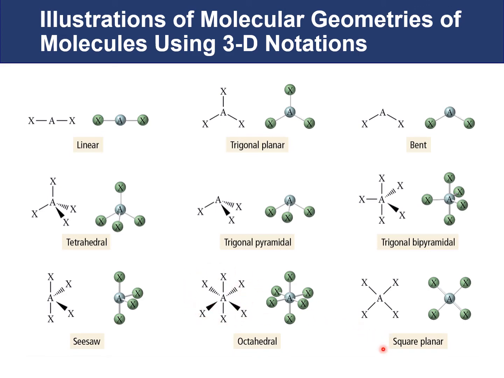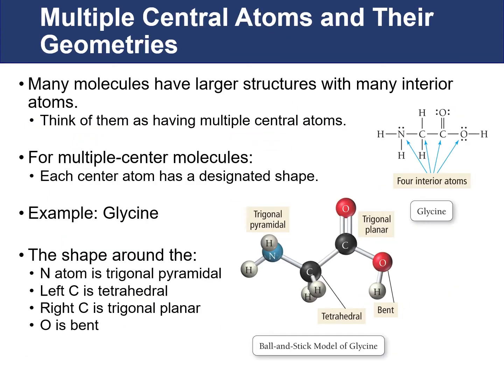For square planar, because everything falls within a plane, you would represent it with your central atom and then solid lines for each one of your groups. Many of the molecules that you will work with, particularly in a biological setting, will be larger structures that have many interior atoms. You can think of those interior atoms as their own individual central atoms.